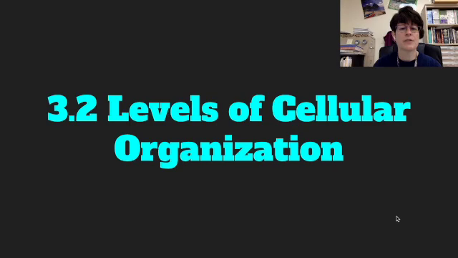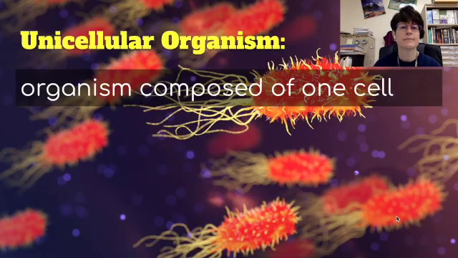Now, one last thing I want to talk about, because it's just a quick topic here, are the levels of cellular organization. So we have the cell theory that all things are made of cells, but there are different levels to this. First of all, we have unicellular organisms. These are your organisms that are composed of just one cell. Things like bacteria and protists are just one cell.